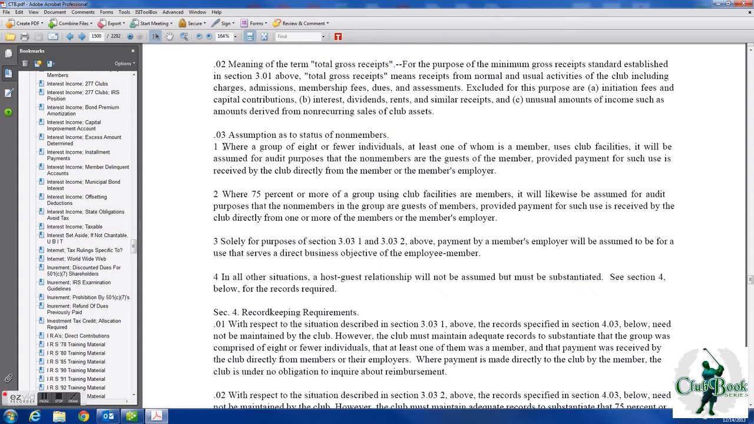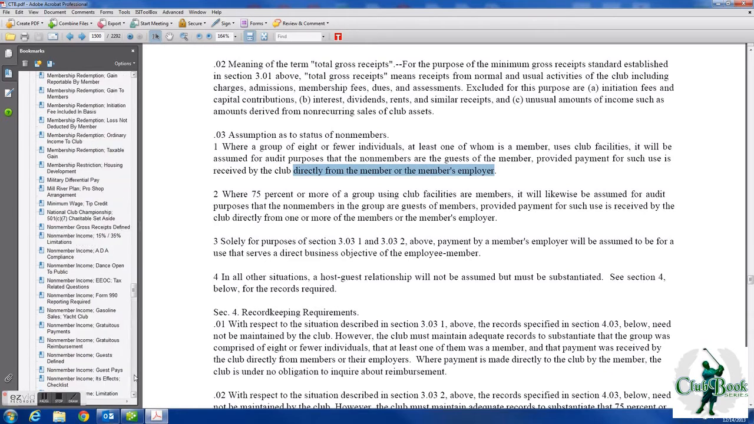So let's go back and review it again. Where a group of 8 or fewer individuals, at least one of whom is a member. If the member is not in attendance, you cannot use this rule. Uses the club facilities. It will be assumed to be member-related, provided such payment is received by the club directly from the member or the member's employer. If that is not the case, then you have to use a questionnaire.